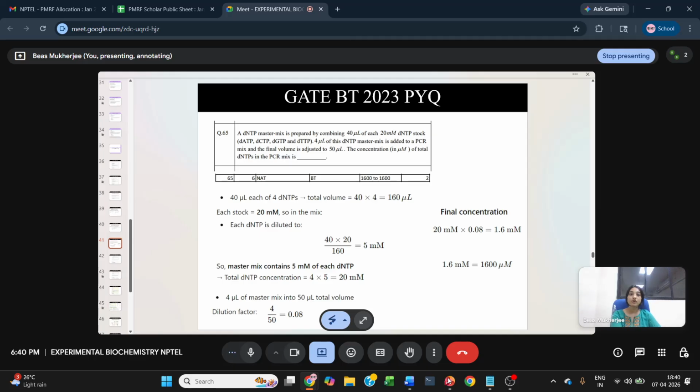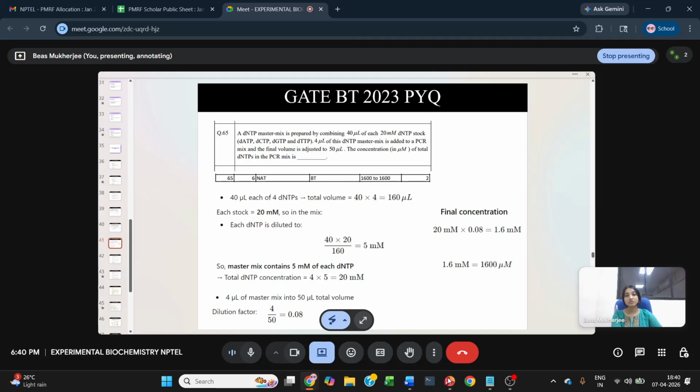Let's see. So 40 microliter of each of the 4 dNTPs. So the total volume is 160 microliter. So each stock contains 20 millimolar. So each dNTP is diluted to 5 millimolar. Correct. So the master mix contains 5 millimolar of each dNTP. So then the total concentration would be 5 into 4, that is 20 millimolar.